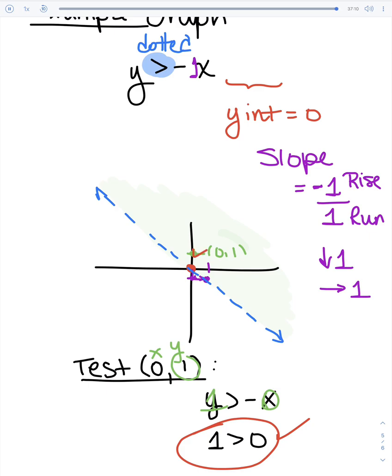So that point works. So what does that mean? Just like before, if our point works, it means we shade the side that the point's on. So we'll shade the side that the point's on. Remember, you get to pick the point. We just like 0, 0 because it's easy. You can pick anything you want. This is a good example of how and why. So we are done. We shaded the correct side. We just had to pick a different point this time.